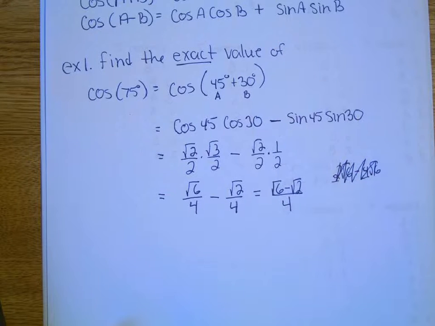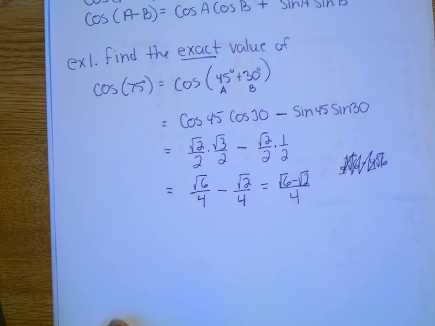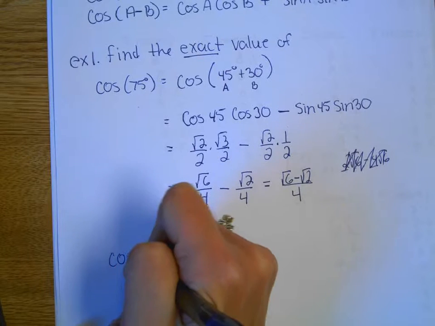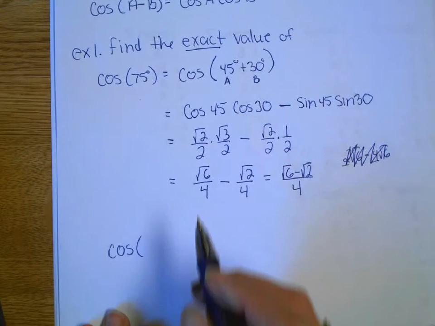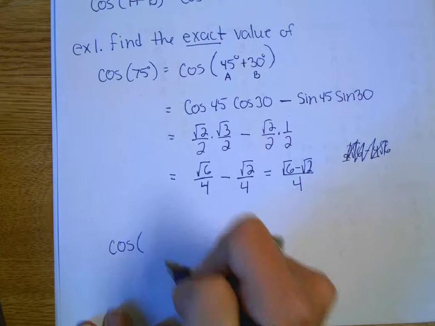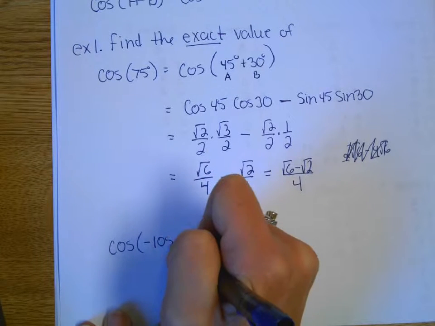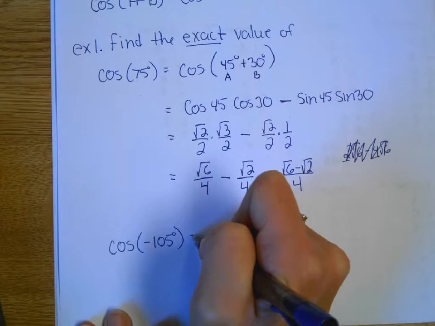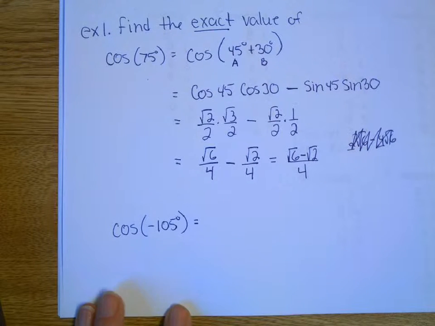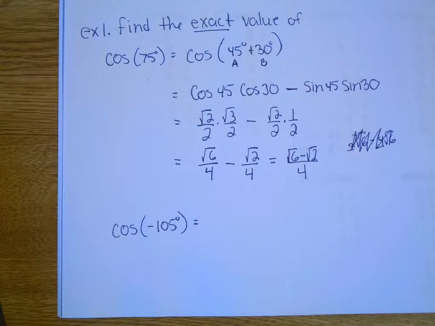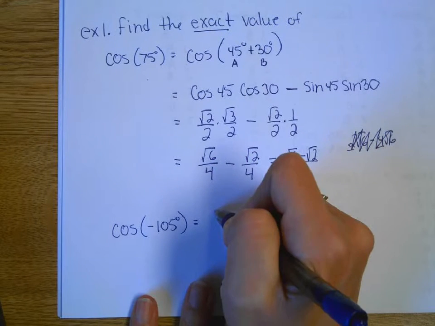Let's do one more of those, I think. The cosine, well, this is still going to count as one, of negative 105 degrees. Okay. You don't have a negative 105 on there. So you either have to add some angles together or subtract in some way so that you end up with negative 105. Any numbers you want to work with on there, you figure it out.